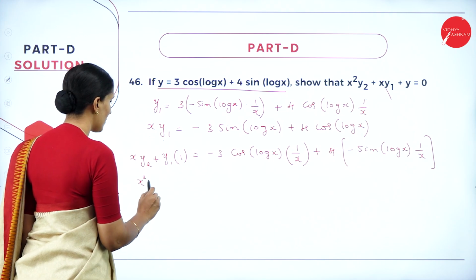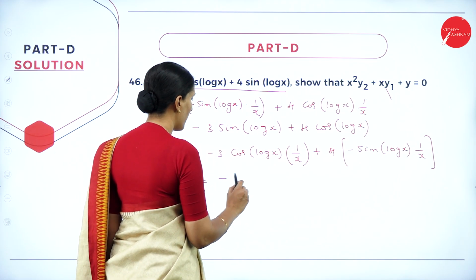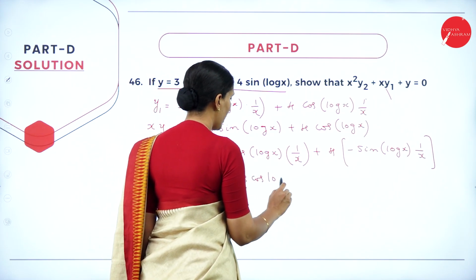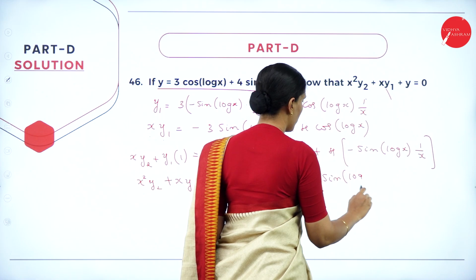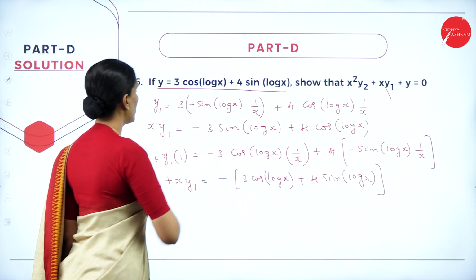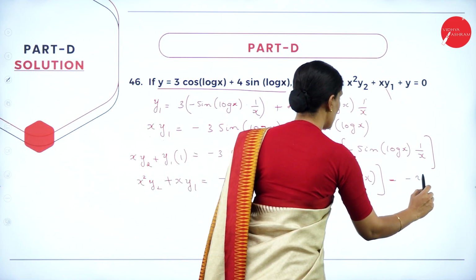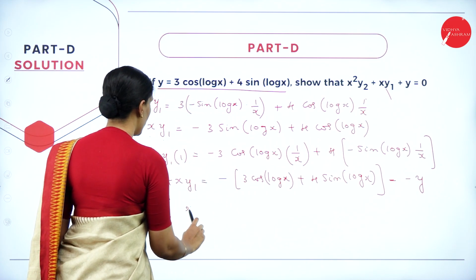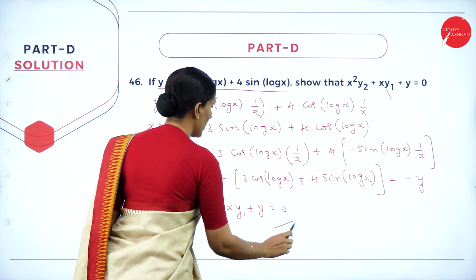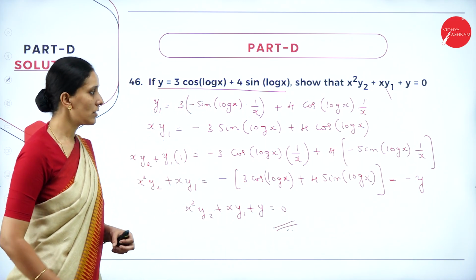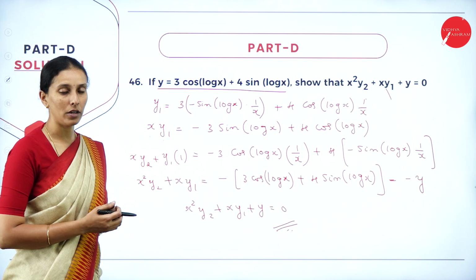The left side becomes x square y2 plus x y1 is equal to, if I take minus common here, we will get 3 cos of log x plus 4 sin of log x. From the question, 3 cos of log x plus 4 sin of log x is nothing but y. So therefore this can be written as minus y. I'll shift minus y here. Then x square y2 plus x y1 plus y is equal to 0. Hence we have proved the given result. This is how a statement or any proof kind of question will be asked from second order derivatives.